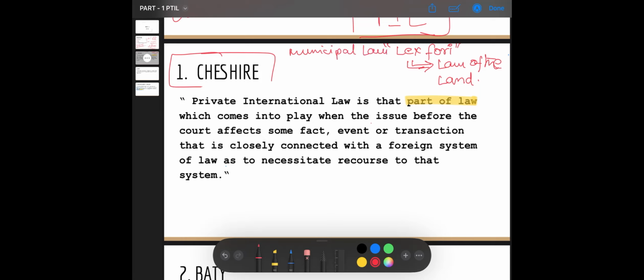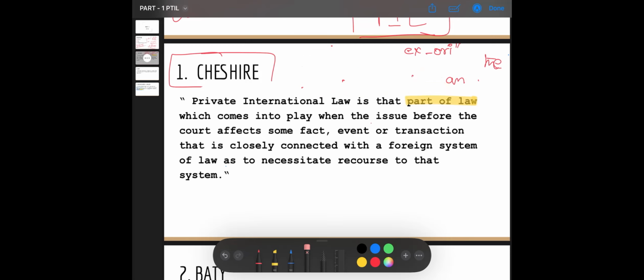So what do these terms mean? I'll try to make you understand with a simple example. Suppose there is an Indian. For an Indian, his lex fori or municipal law or local law is Indian law. Every other law is his foreign law. Understood? Okay.